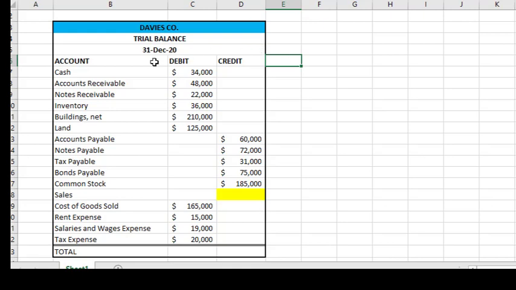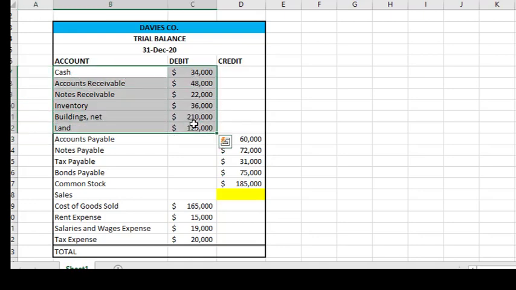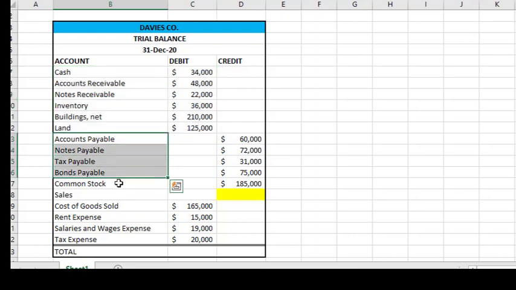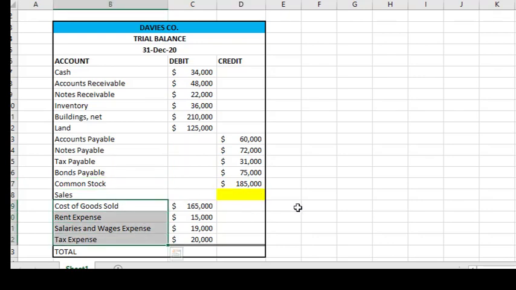Then we have our accounts and debit and credit. We already decided what was what. We've just listed them. As you can see, these are all assets. So when we make a trial balance, we go in order: assets, liabilities, equity, revenue, and expenses. These are assets. These are liabilities. This one is an equity. Sales is the one which is the missing amount, of course. And these are all expenses.